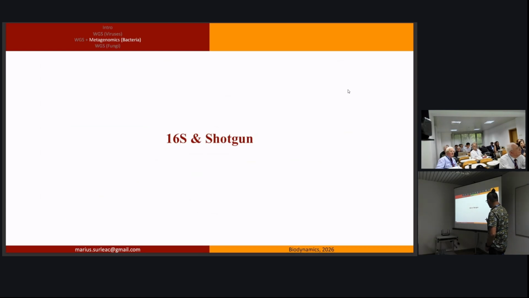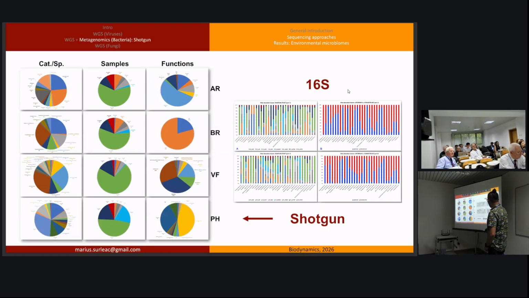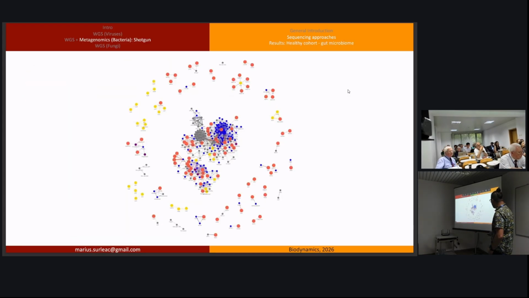Regarding the 16S amplicon sequencing and shotgun, we have done some sequencing on environmental samples, and we looked at the taxa and how they split between different regions. But also, based on shotgun, we can obtain all the genomes from that specific community, and then we can do the same analysis as we have done for whole genome sequencing.